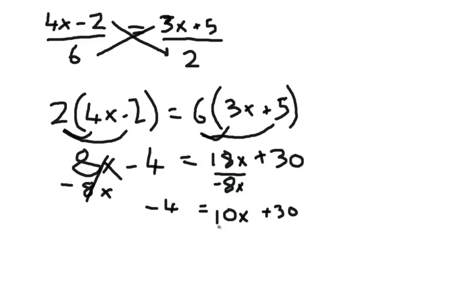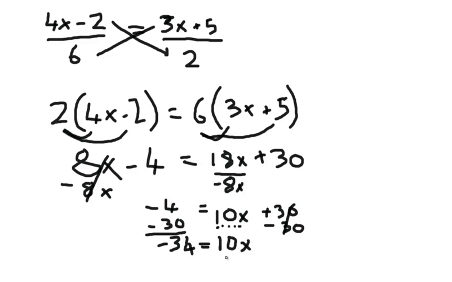So again, remember, we're going to leave this right there. So we don't want this plus 30, we're going to take away a 30. Gone. Oops. Sorry about that. Let's take away a 30 from this side. So we should have negative 34. That's negative 4, negative 30. Still equals 10x.